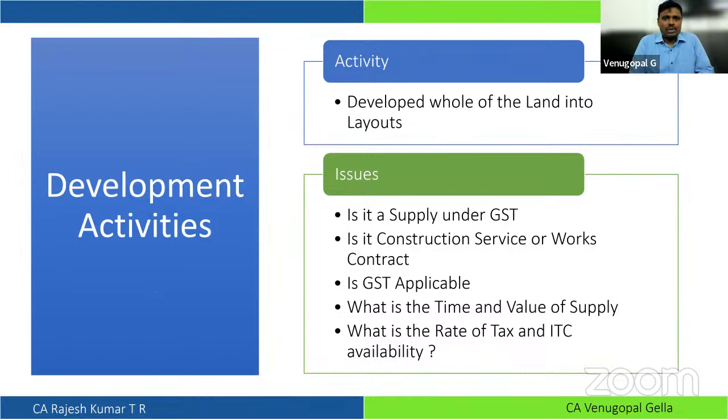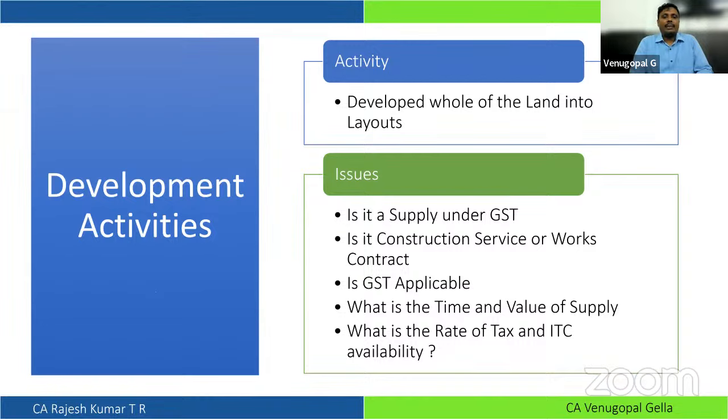Notification 11/2017, updated by 3/2019, entry number 3, 3.1, 3.2, 3.3, which talks about construction of an apartment, whether residential, commercial, affordable, or other than affordable. Would this entry fit into that as a construction service, or would it be a works contract service? Because we know if it is a construction service, then the rate of tax is 7.5% with 1/3 land deduction, or, easy to understand, 5% on the sale value. If it's a works contract, it is 18%.